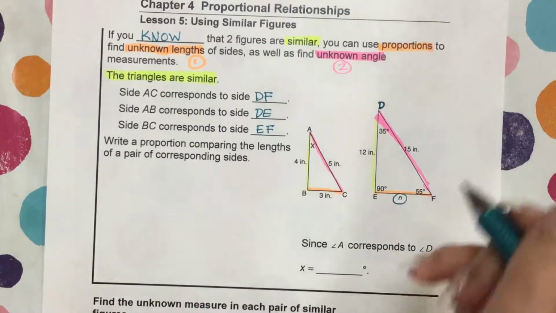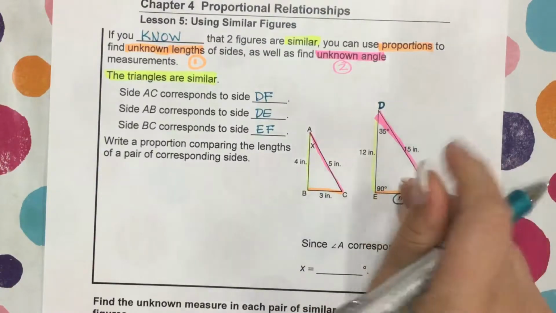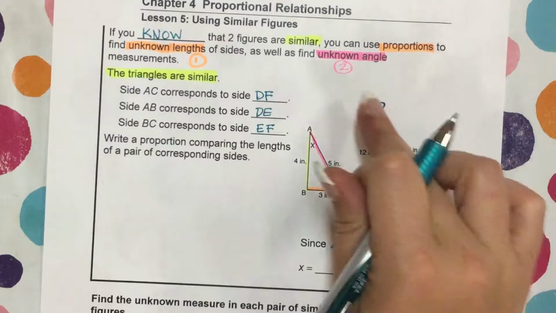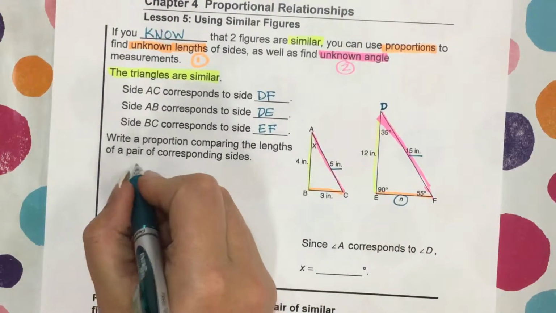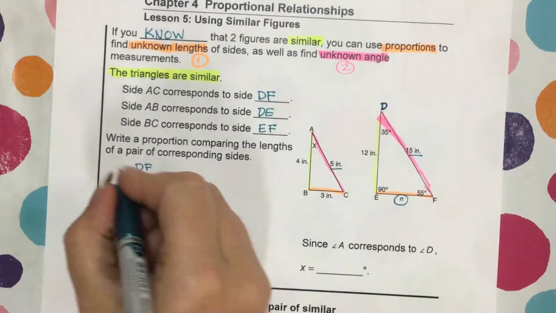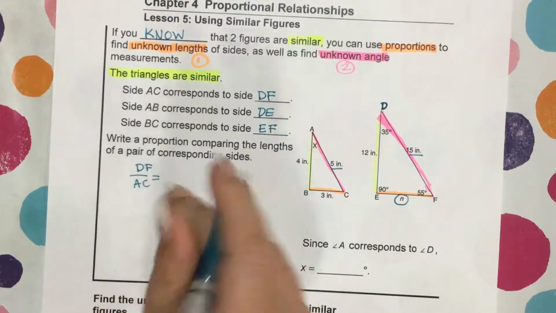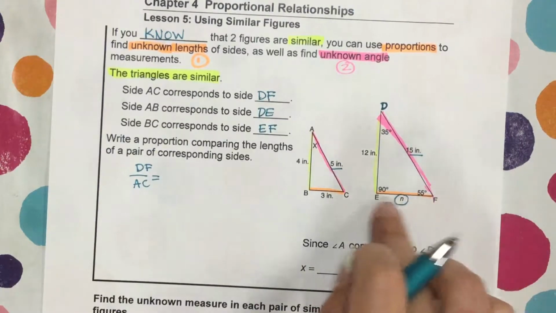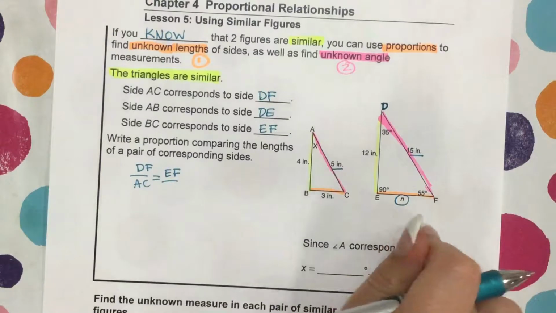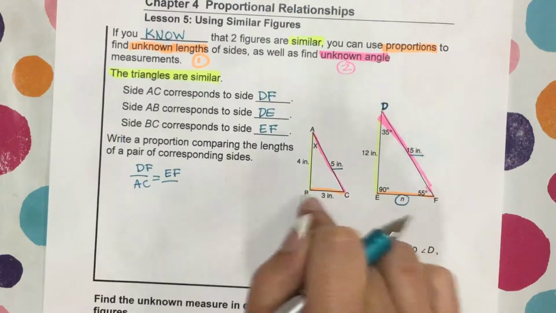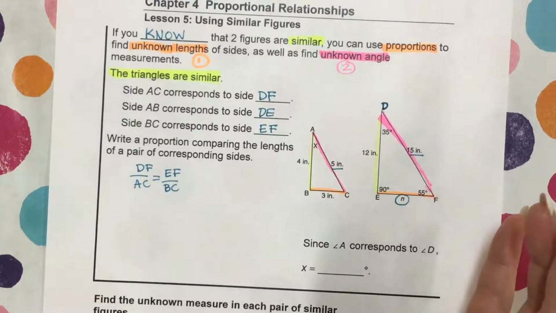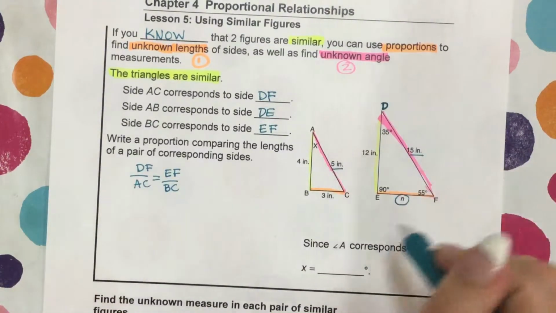I think I'm just going to go with the big side. So I'm going to use this value and this value. I'm going to use my big triangle on top. So it's going to be DF over AC. That is proportionate to EF over, right here, BC, the smaller triangle. And that's how we set up our proportion. Now we're just going to plug in the values.